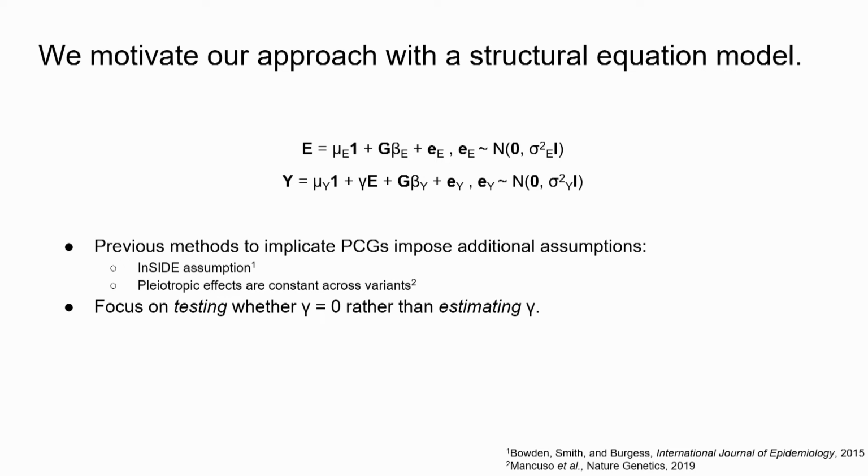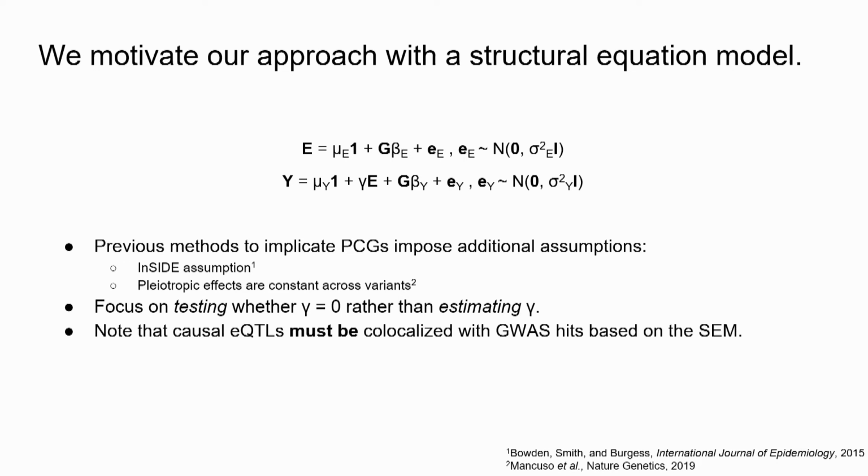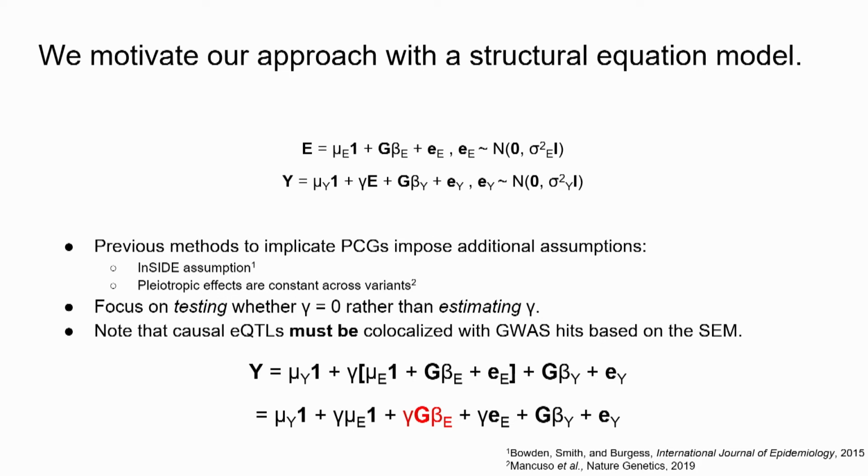So to try to get around making these assumptions, we're going to focus more on testing whether gamma equals 0 rather than estimating it. And as a launching point, we're going to note, based on this equation, that our causal eQTLs are going to have to be co-localized with GWAS hits based on this model. To show you that, just sub the E equation into the Y equation, and you can see that genetic variants with non-zero beta E's are also going to have a GWAS effect.